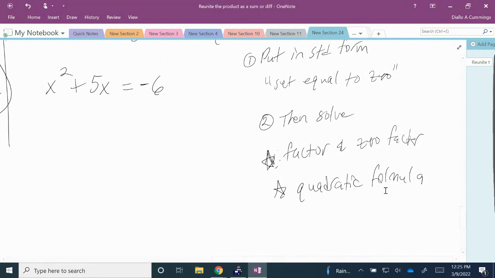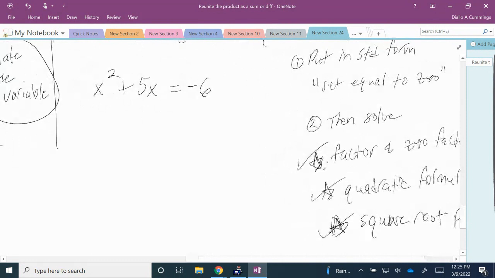Now you could use complete the square and, what else, the square root property. Well, I should put that square root property. These are the three methods that you should use. I wouldn't use complete the square. But the factor and cancel pops up, the square root property pops up, and then in some instances, the quadratic formula pops up. So let's take a look at solving this equation.